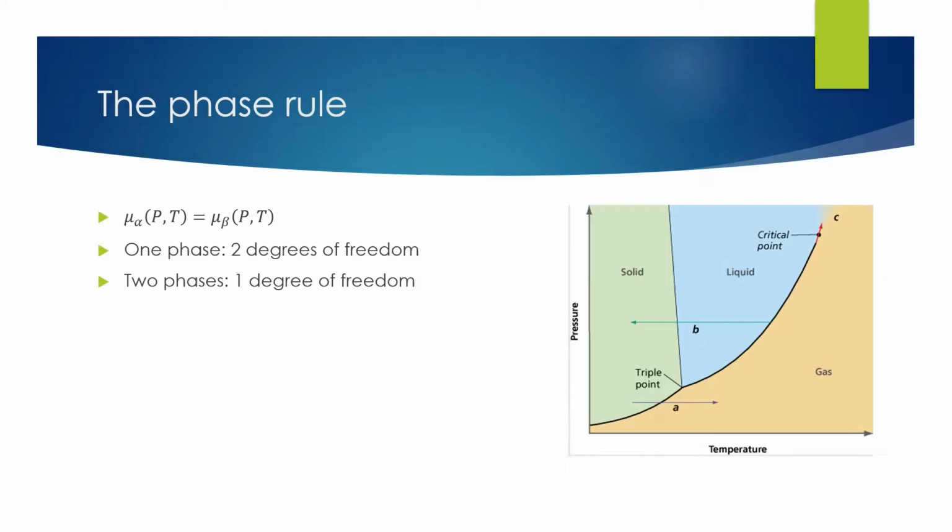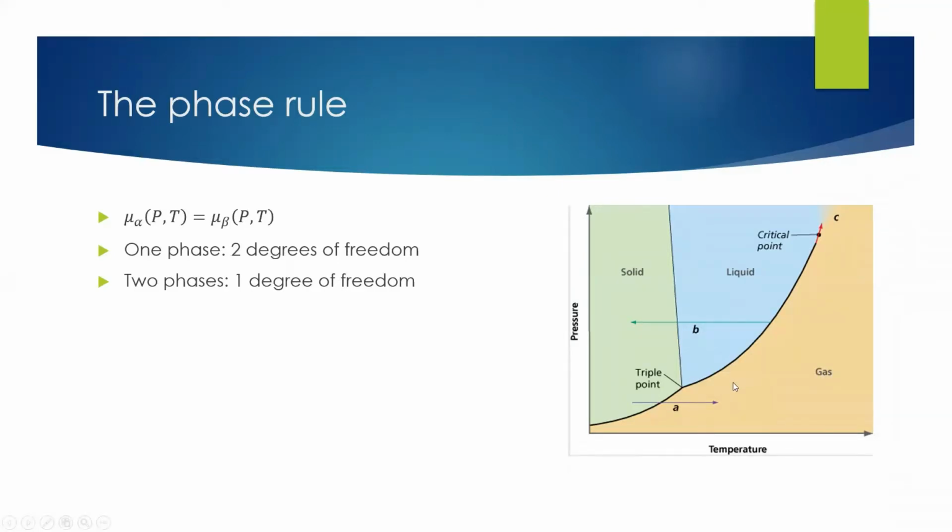The phase rule states that the number of degrees of freedom a state has is 3 minus the number of phases. So we can consider first one phase. So if we had one phase here, we're sitting in the gas phase only, you could change the pressure without changing the phase, and you can change the temperature without changing the phase.